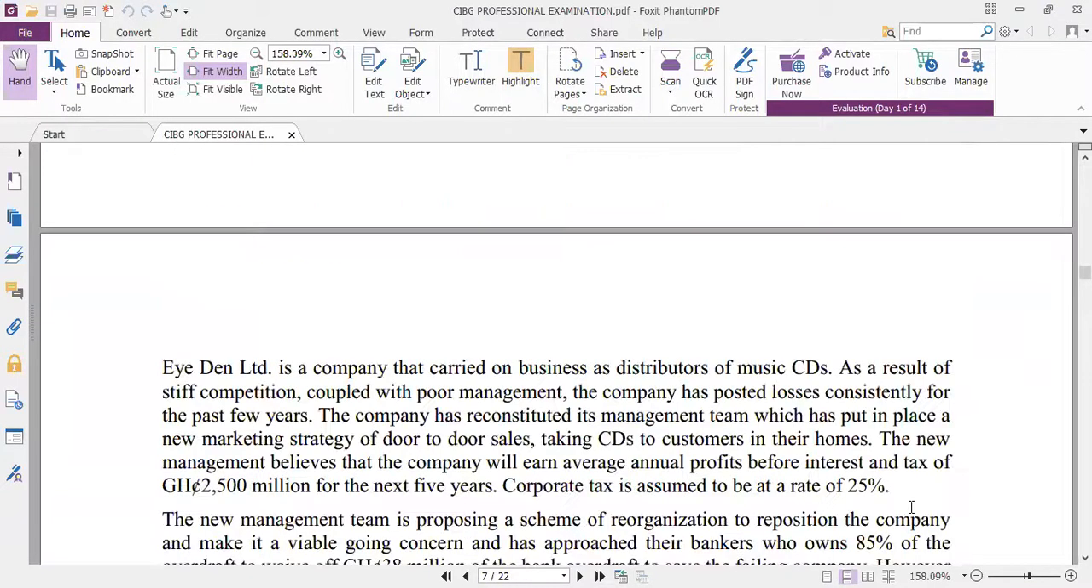So we are doing question 1, capital reduction. I'll explain something in this question. Kindly be with us and then you are fine.